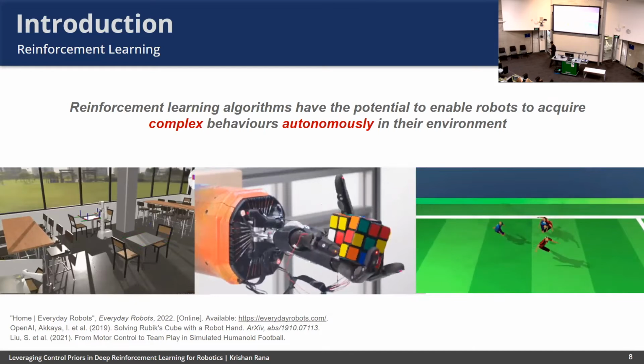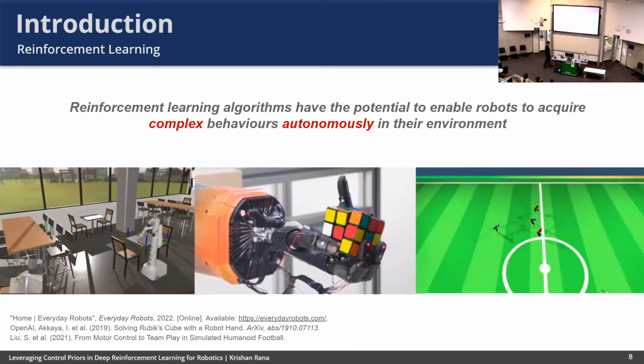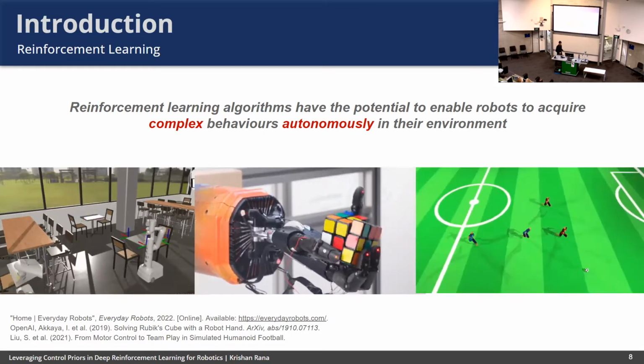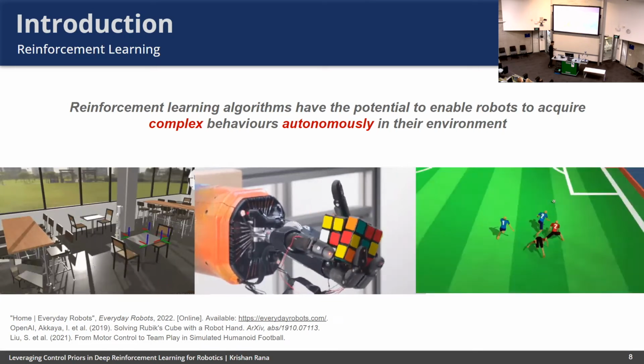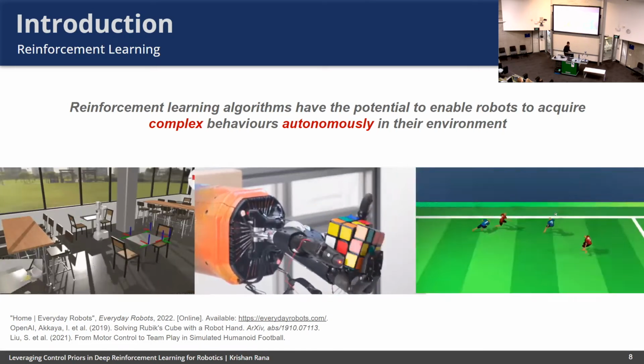So this is a very complex decision-making task, right? It first has to actually learn how to control the whole body of the humanoid, and then learn how to kick, and then actually learn how to coordinate with the teammates in order to score a goal, right?